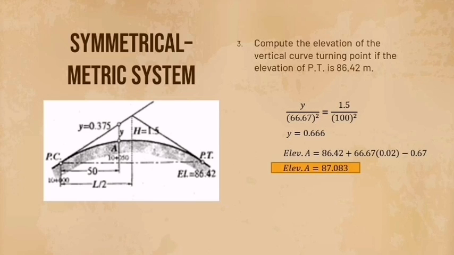And for number 3, compute the elevation of the vertical curve turning point if the elevation of PT is 86.42 meters. So our formula is y over 66.67 squared equals 1.5 over 100 squared. So you will get the value of y, which is 0.666, and the elevation of A is equal to 86.42 plus 66.67 multiplied by 0.02 minus 0.67.